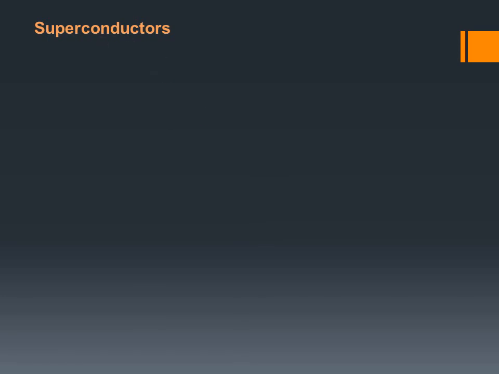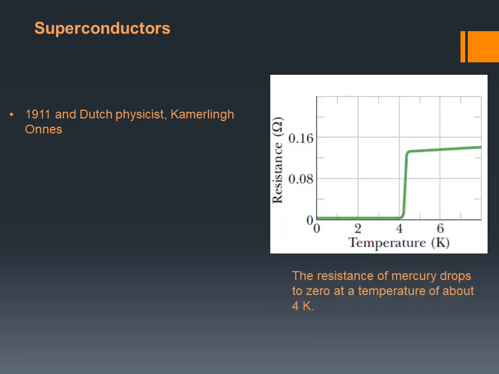Now, superconductors. In 1911, there was a Dutch physicist whose name was Kamerlingh Onnes. He observed that when you cool mercury down to 4 Kelvin, its resistivity becomes zero. Below 4 Kelvin, the resistivity of mercury is zero. He observed this phenomenon. It is literally zero. It means there is no resistance at all.